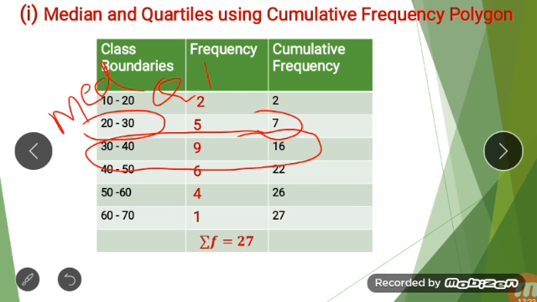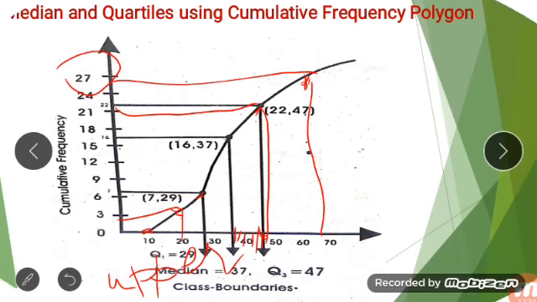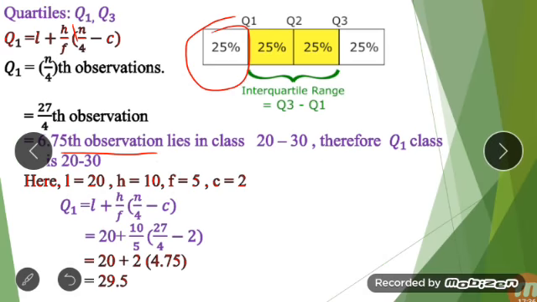Now the frequency of this class is 5. The frequency preceding this class is 2. The class size is of course 10, and the lower class boundary is 20. So we can put this in the formula for the sake of verification. Here you can see 20 plus 10 upon 5 times (27 divided by 4 minus 2), where 2 is the cumulative frequency preceding the median class. We will get the answer 29.5.